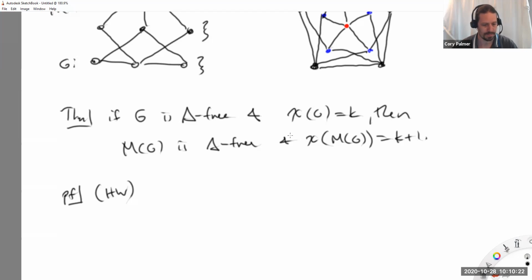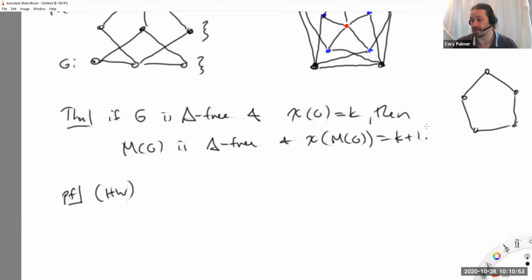But what does this theorem tell us? This theorem tells us that if I start with a graph, the C5 is usually the place we start, that's triangle free and has chromatic number 3. And M of G of this graph will be triangle free and have chromatic number 4. And M of G of that graph will have chromatic number 5. And M of G of that will have chromatic number 6. So you can just keep doing this operation forever and get whatever chromatic number you want and never introduce a triangle when you repeatedly apply it here.